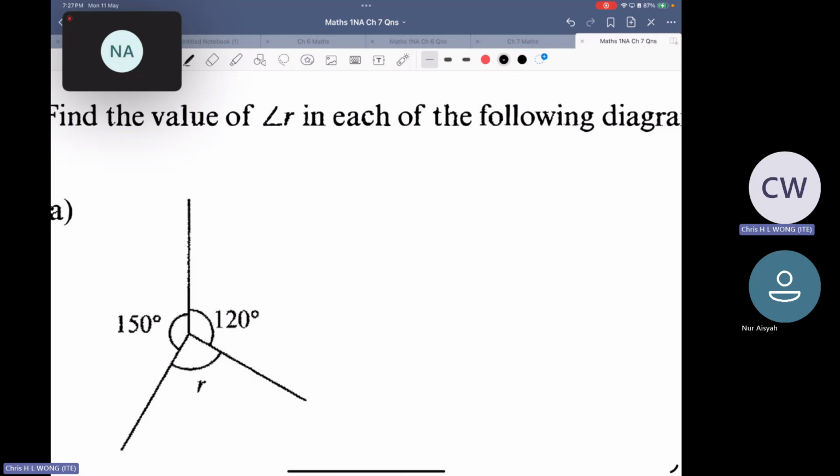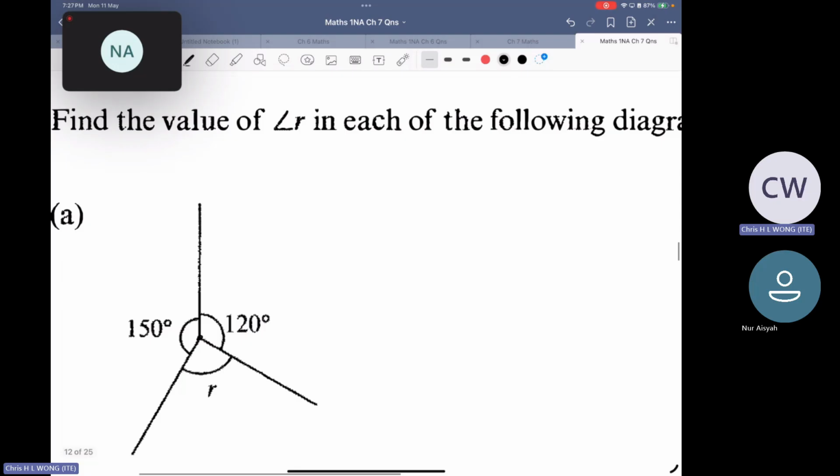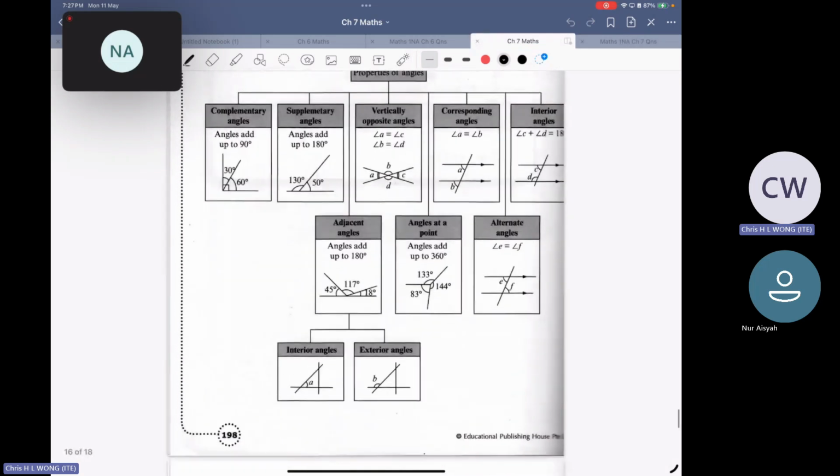Angle R. You can see they use the one at the center, so no choice. Angle R equals, what do you use? 360, right? 360 minus 150 minus 120. What's the reason? Can you remember? When you're using the center, angle at a point. Let me show you. Angle at a point.